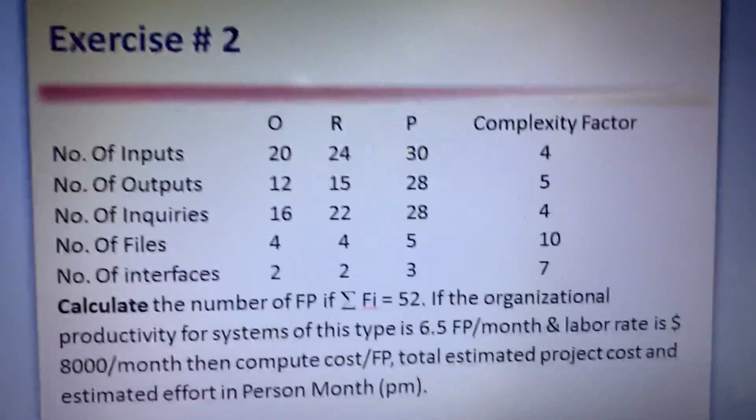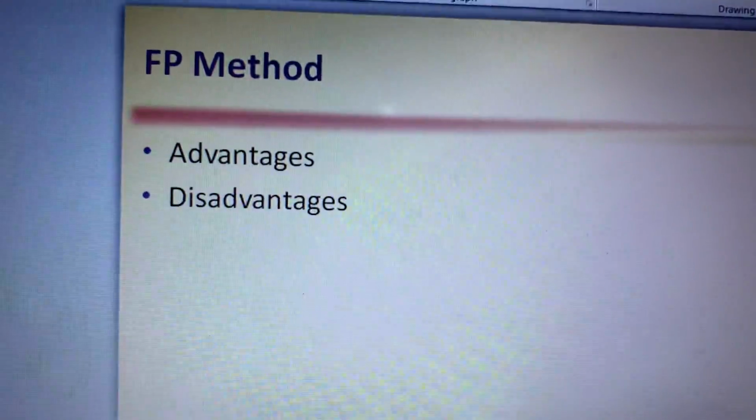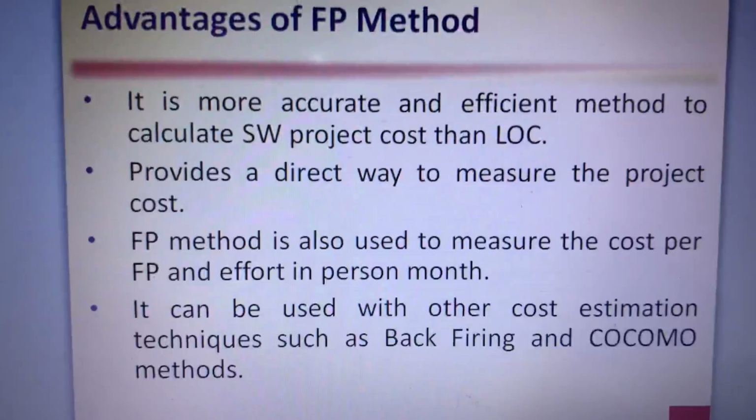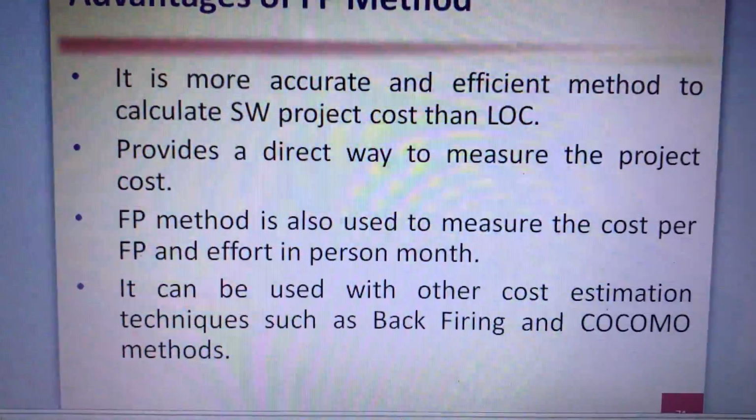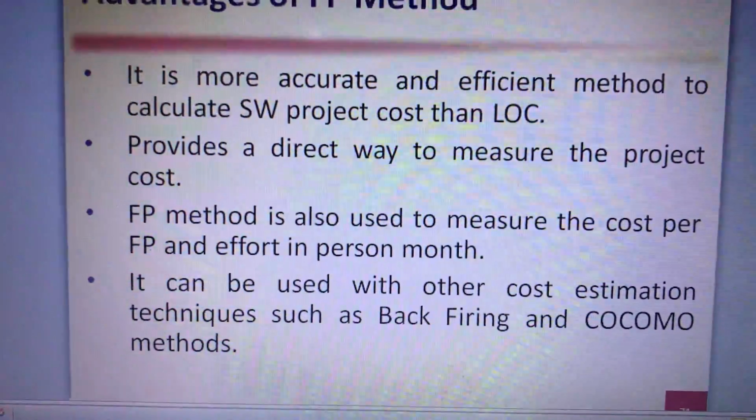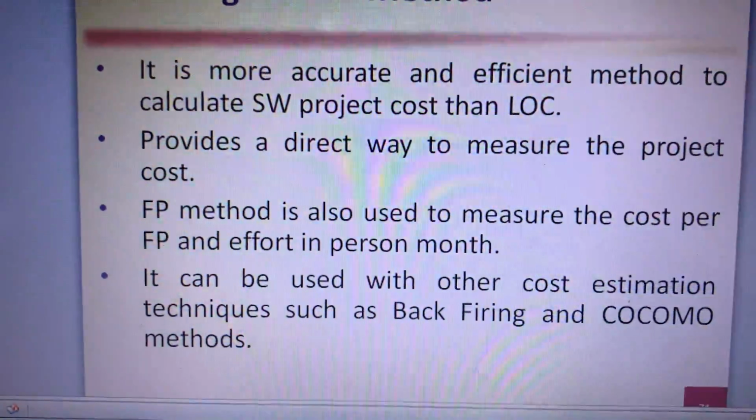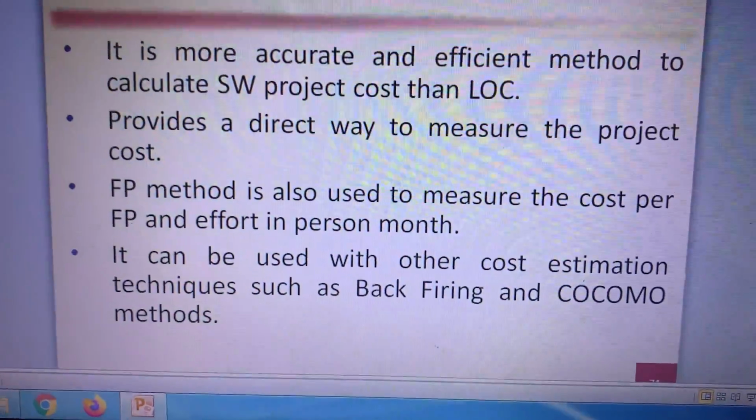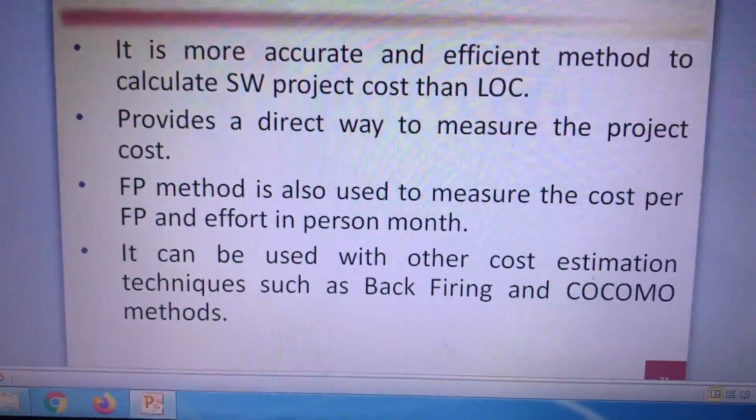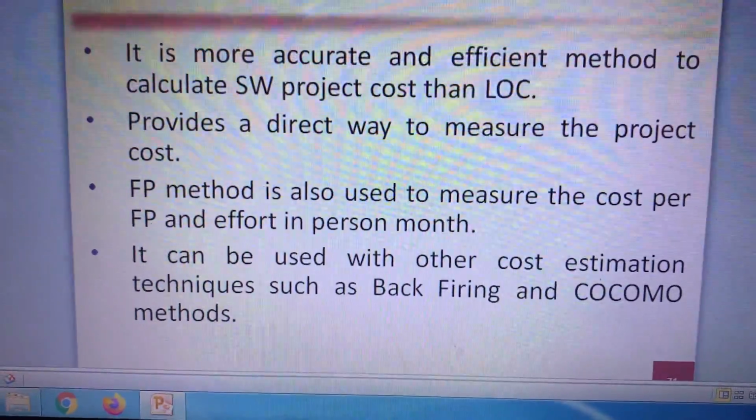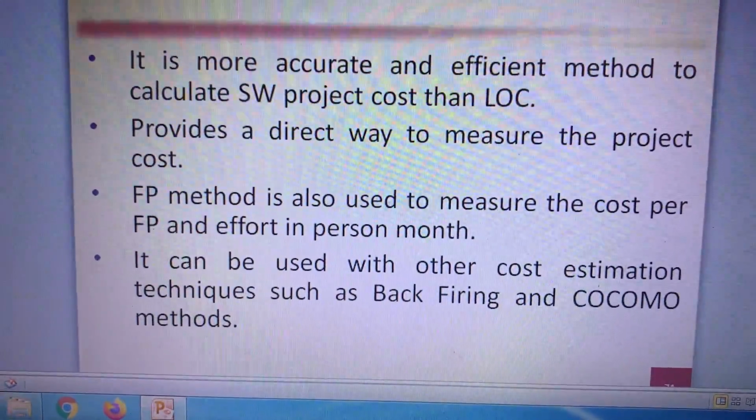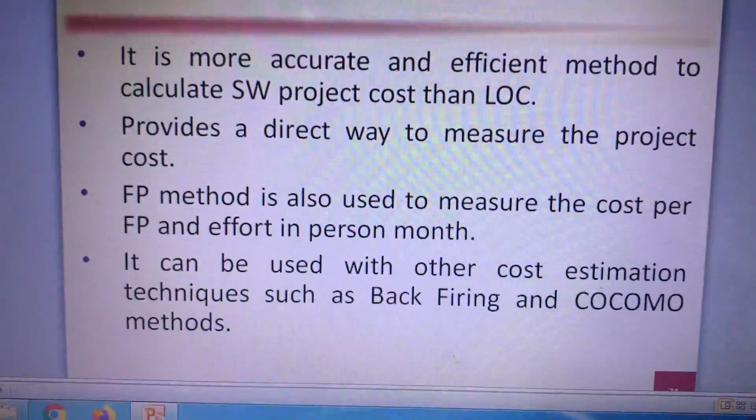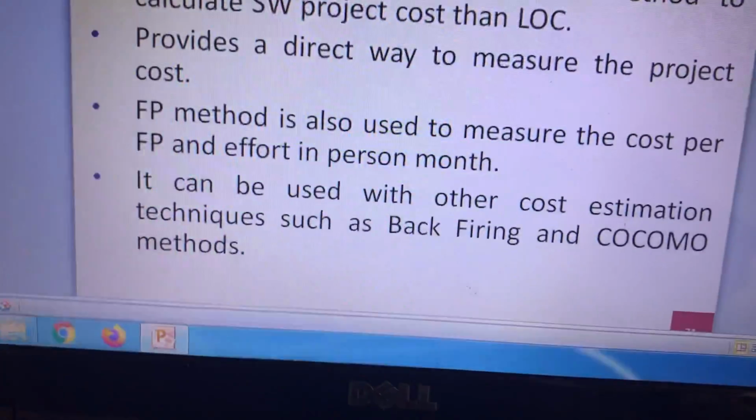So this is exercise 2, like exercise 1. Function point advantages: it's more accurate and efficient than the line of code method. It deals directly with the current project, deals directly with complexity, and it helps us calculate cost per function point, project cost, and effort. And it gives us a roadmap to calculate time, effort, and team size, which are missing, and size in KLOC or LOC.